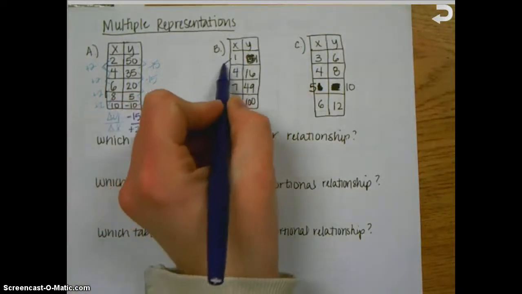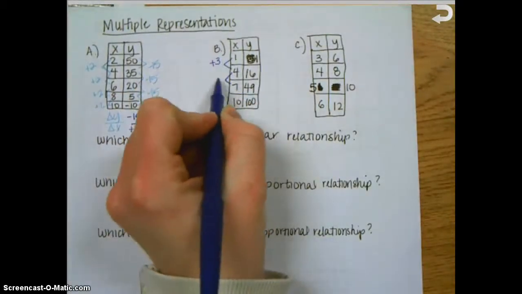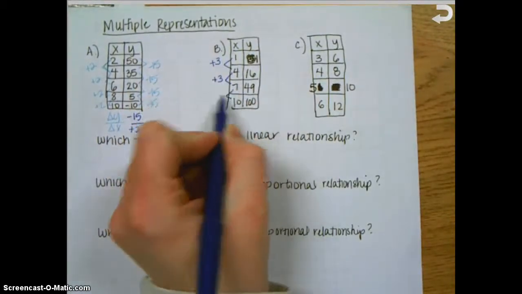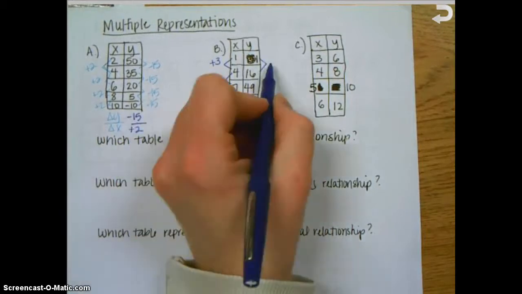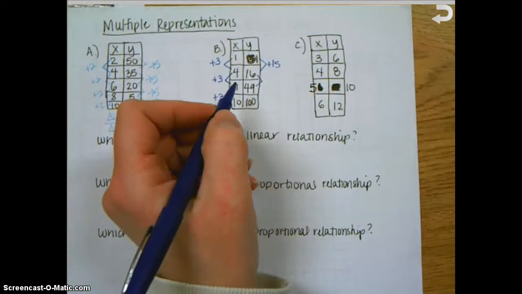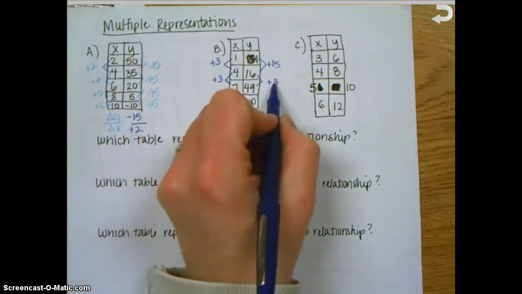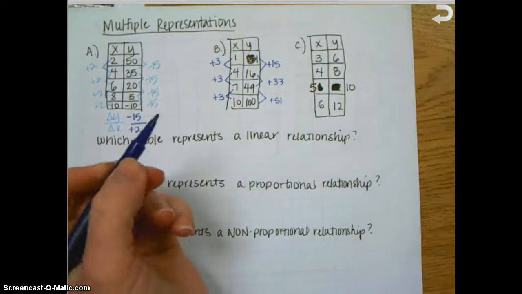And let's start here. My x going from 1 to 4, I'm adding 3. 4 to 7, I'm adding 3. 7 to 10, I'm adding 3. Then my y, 1 to 16, I'm adding 15. 16 to 49, I'm adding 33. And 49 to 100, I'm adding 51.